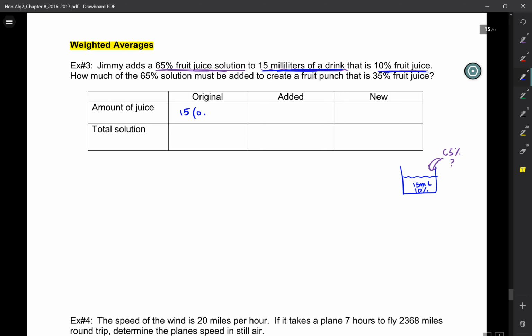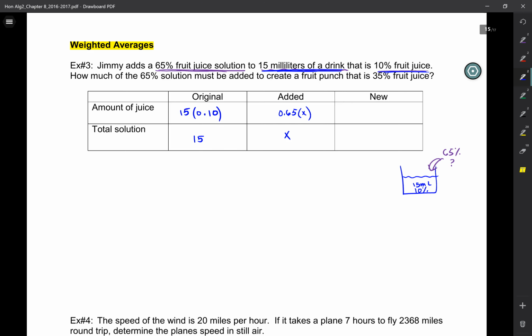And that's at 10% fruit juice. The total amount of solution is 15. Now, how much did this person add? They added a 65% solution, and they added X milliliters of it. So how much solution did they add? X. Okay, they added X amount.